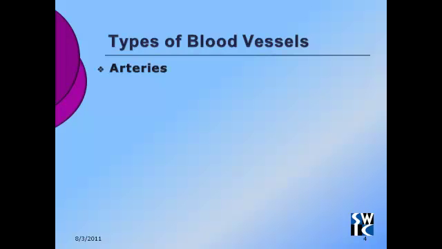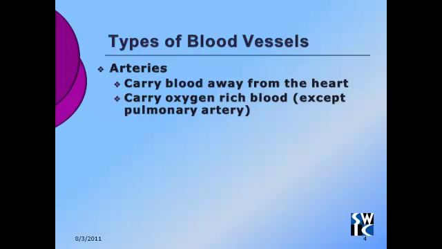The first blood vessel is an artery. An artery is defined as a vessel which carries blood away from the heart. In general, this carries oxygen-rich blood, except for the pulmonary artery, which carries blood from the heart to the lung. Arterial blood is primarily used for arterial blood gases.